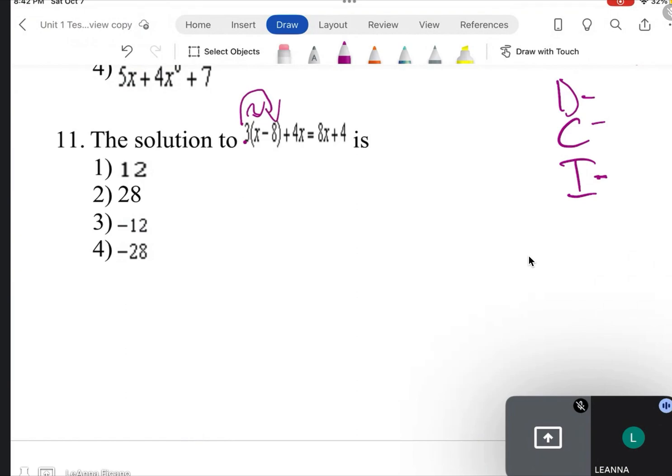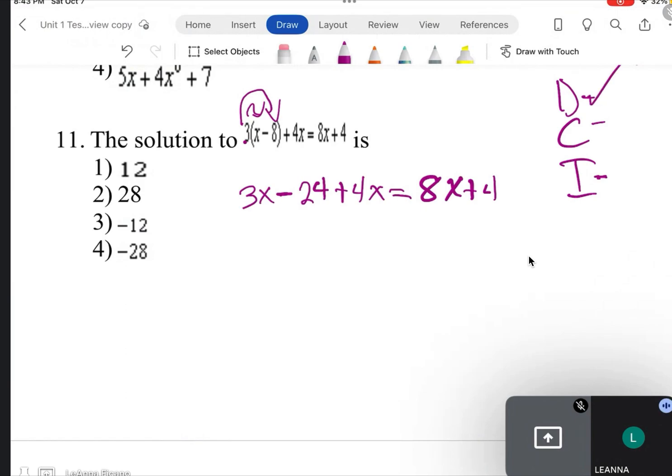3 times x is 3x, right? 3 times negative 8 is negative 24. Keep my 4x, right? And then we have 8x plus 4. So we distributed. Okay, now we're going to combine like terms.